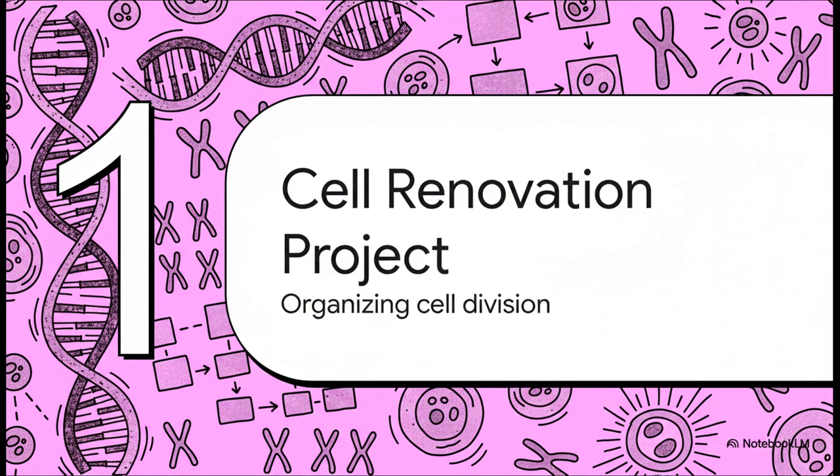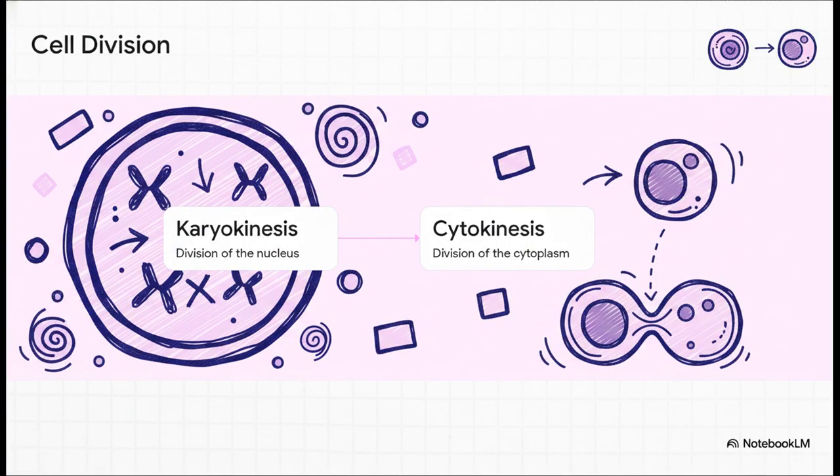Organizing the chaos of cell division. Look, if you're going to perfectly duplicate a cell, and by that I mean every single piece of DNA has to be copied and sorted without a single error, you have to be incredibly organized. You can't just slice a cell down the middle and hope for the best, right? So mitosis is fundamentally a stripped, two-step process to keep the chaos to a minimum. Step 1 is karyokinesis, and step 2 is cytokinesis.